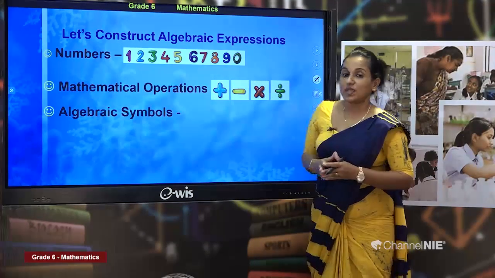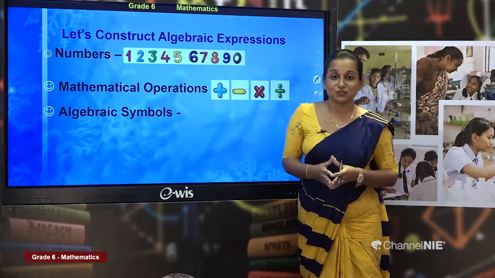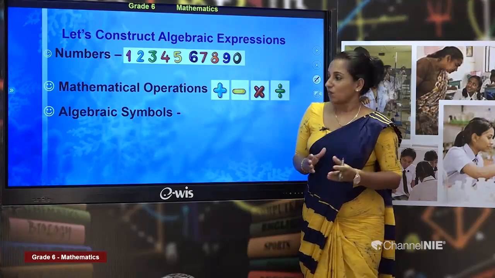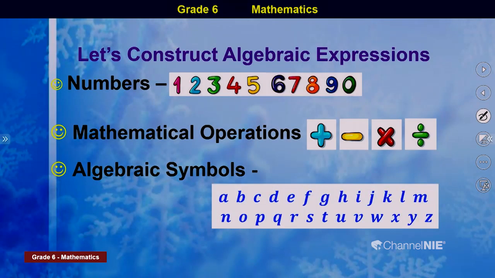Then we need algebraic symbols too. We can use any simple letter of the English alphabet as an algebraic symbol. There are 26 simple letters. You can use any letter as an algebraic symbol. Now, using these numbers, mathematical operations and algebraic symbols, shall we construct some algebraic expressions?